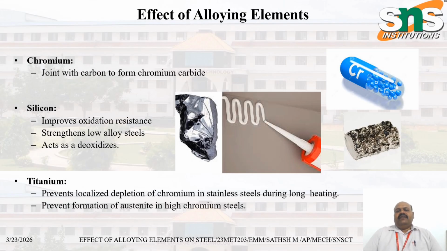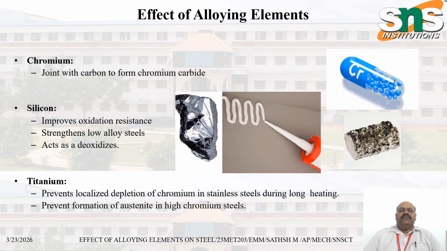So coming to the alloying element chromium, it joins with carbon to form chromium carbide. And when we add silicon, it improves oxidation resistance. So when oxidation resistance improves, the corrosion resistance will decrease. It strengthens low alloy steels and acts as a deoxidizer also.